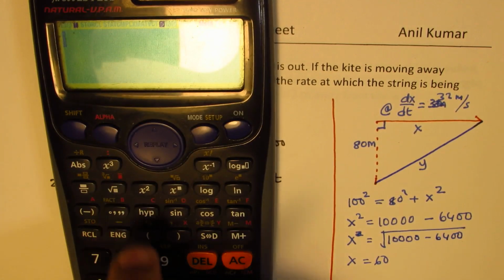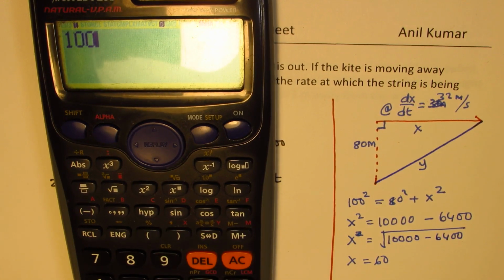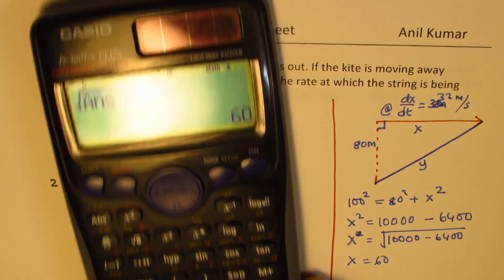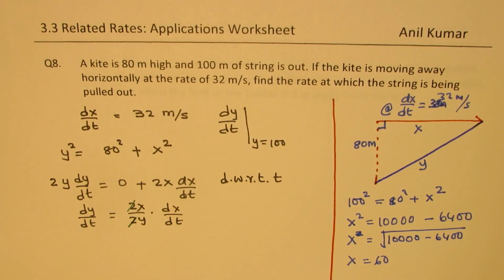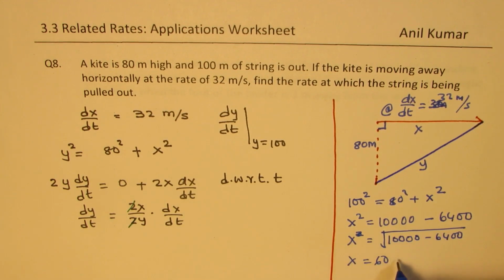So we have 100 minus 6400 equals, which is 3600, and we'll take the square root of our answer to get 60. Perfect. So these values are taken so that you could easily solve, right? So we get 60 meters. That is the value of x.